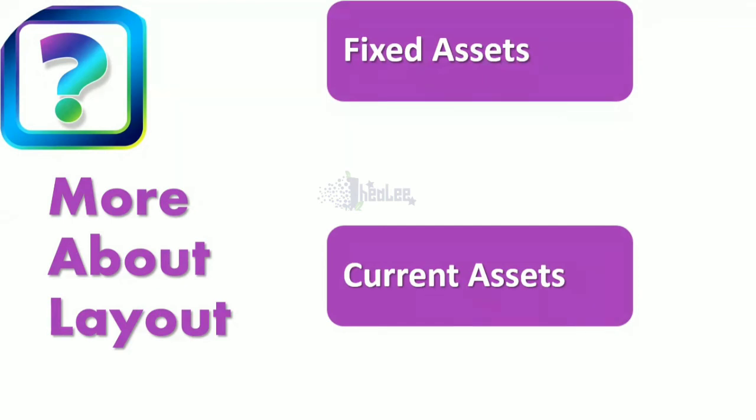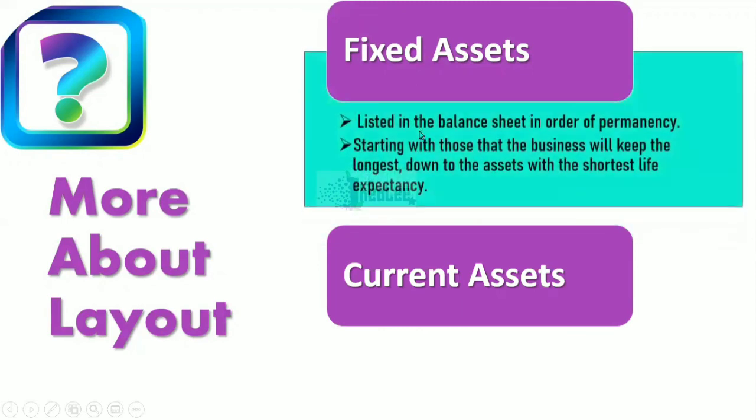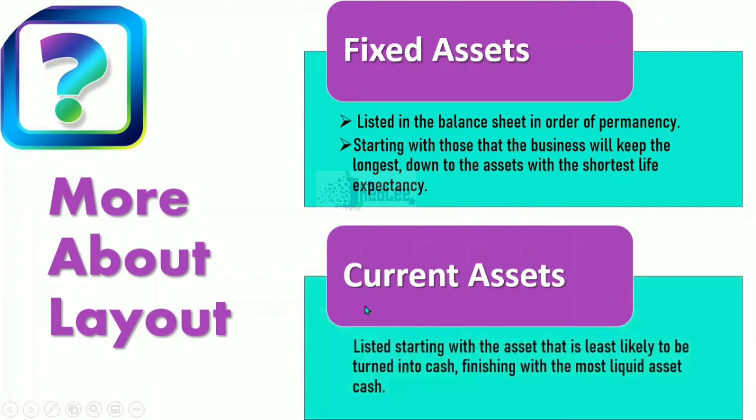But there are some rules that you must follow. When you are listing your fixed assets, they are listed in order of permanence, starting with those that the business will keep the longest down to the assets with the shortest life expectancy. While for the current assets, those are listed starting with the asset that is least likely to be turned into cash, finishing with the most liquid asset. So you need to know that cash is the most liquid asset.